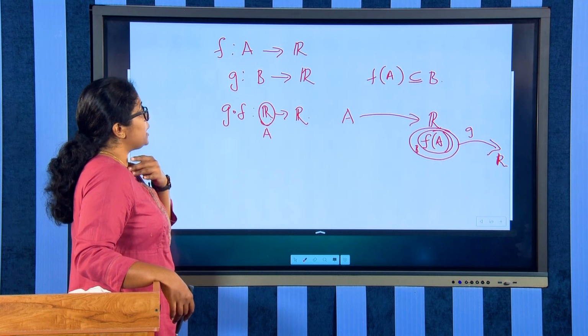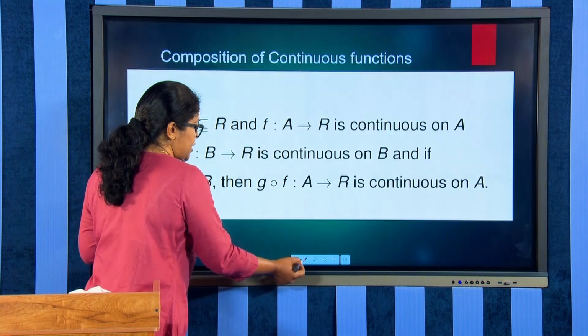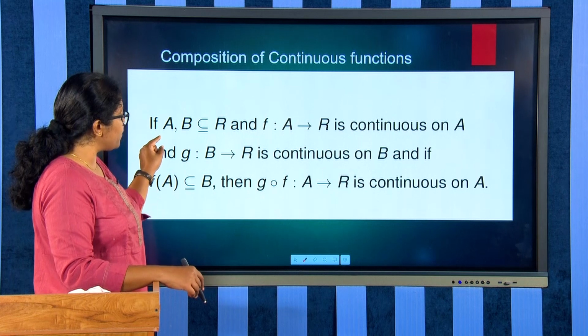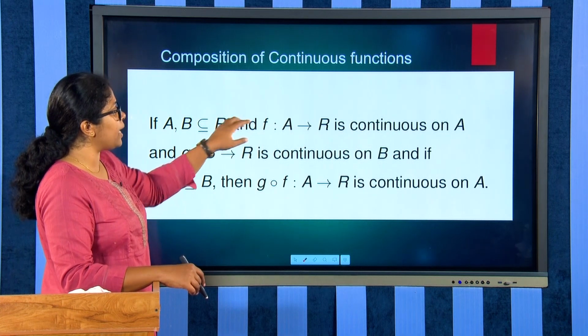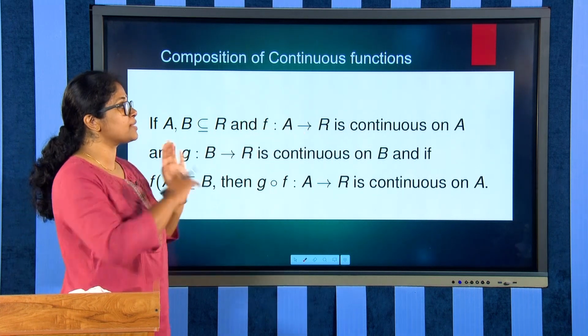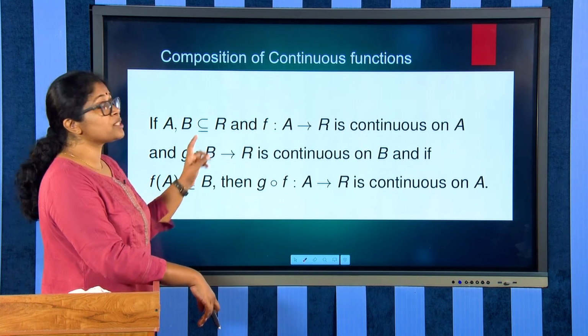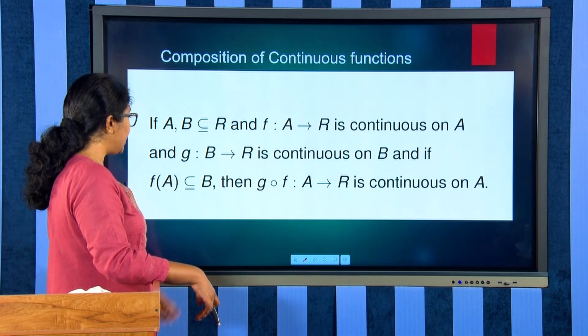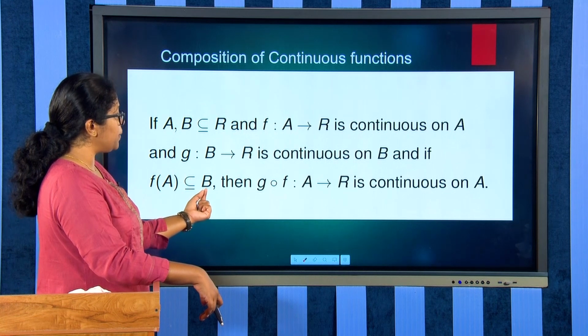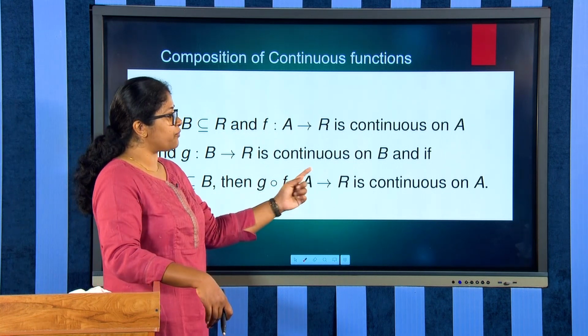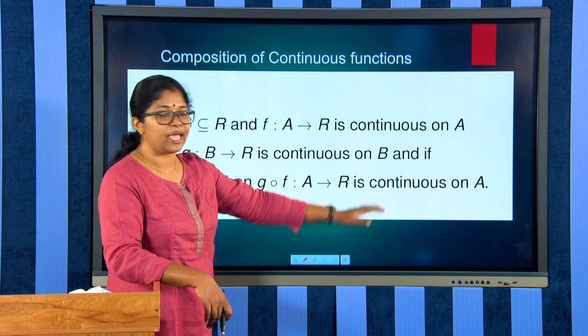We have seen in this theorem, what do we say? If A and B are subsets of R, f is a function from A to R that is continuous, and g is also continuous on B, and f of A is contained in B, then g composition f from A to R is continuous on A.